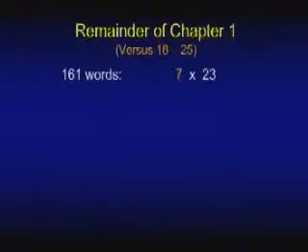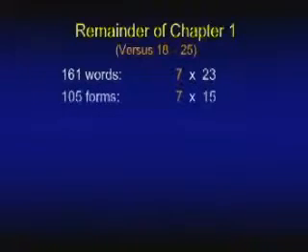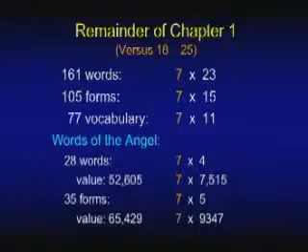Well, it turns out the remainder of chapter 1 has 161 words, that's a multiple of 7, and 105. They go right through the same kind of partitioning and counting. They're always multiples of 7 exactly. Very difficult to simulate, by the way, even if you're trying to do it on purpose.